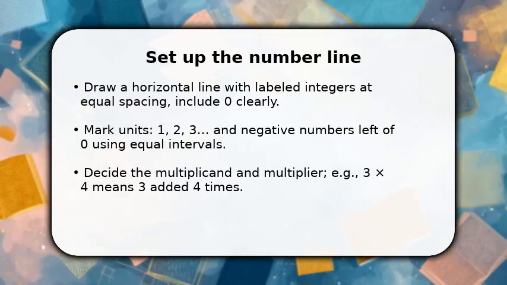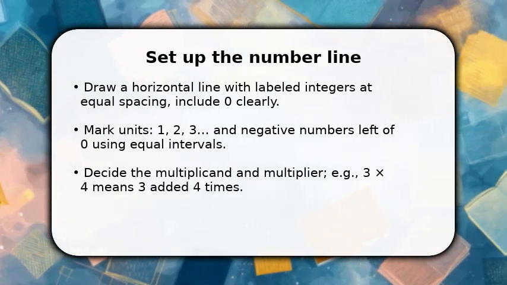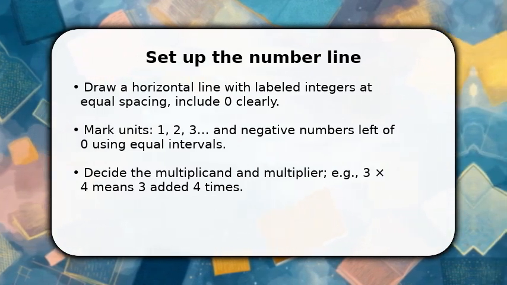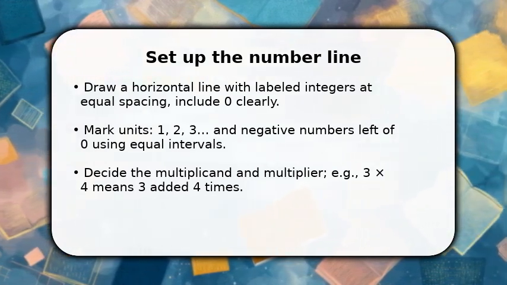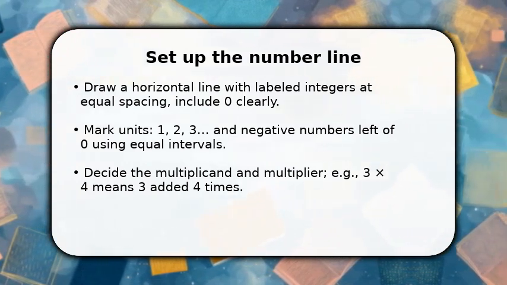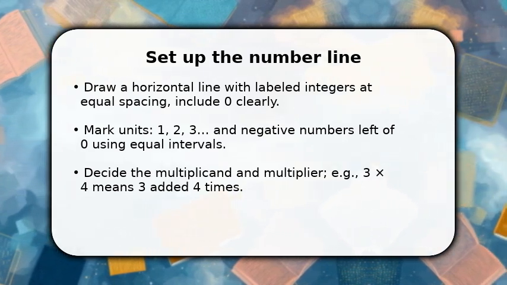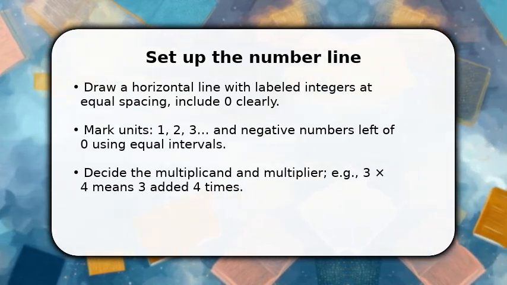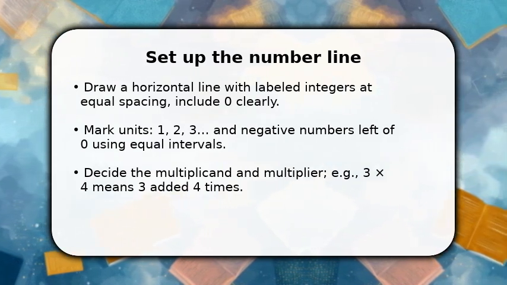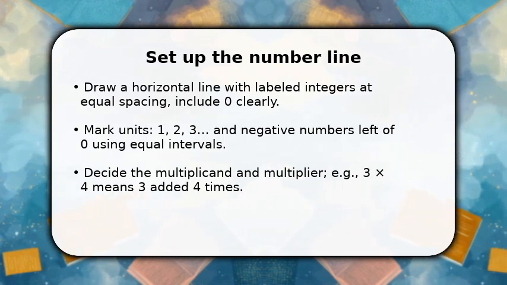You start by creating a clear number line, a horizontal line with evenly spaced marks and a bold 0 in the center. Next, label integers both right positive and left negative. Once done, identify the multiplicand and multiplier. For example, 3 times 4 means take steps of 3, repeated 4 times. Make sure to choose the correct direction. Right for positive multipliers, left for negative. This setup makes the repeated addition idea visual and ready for action.